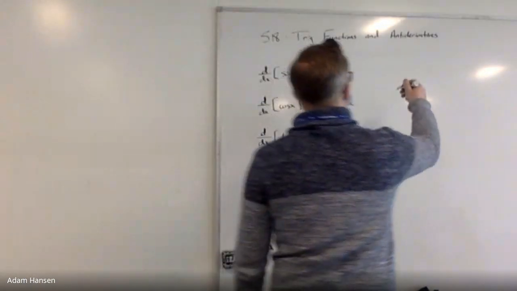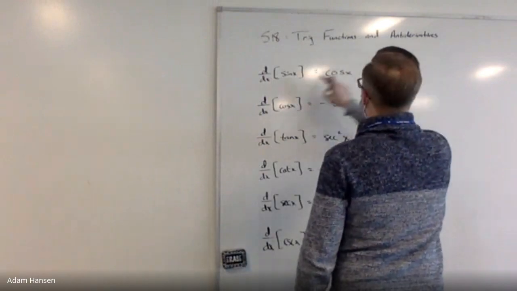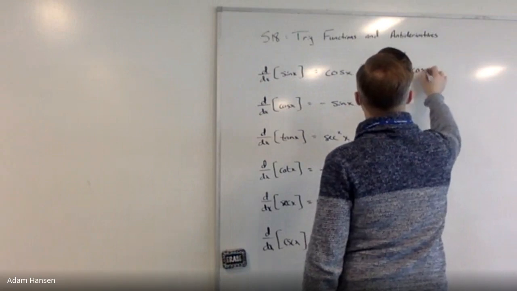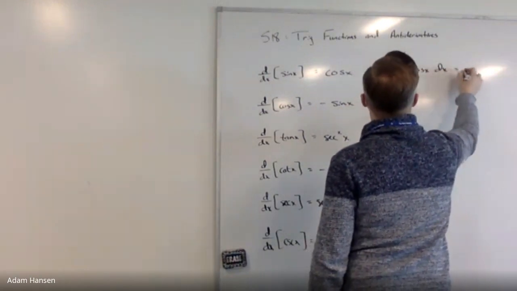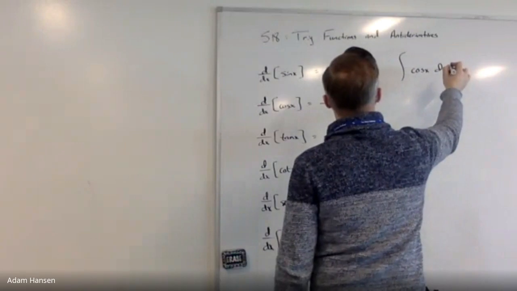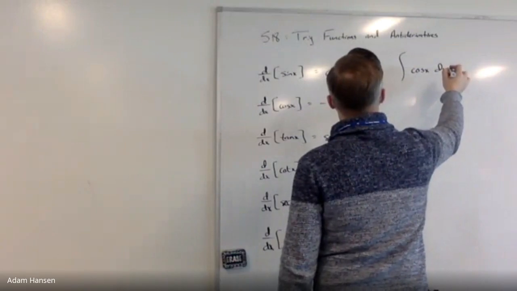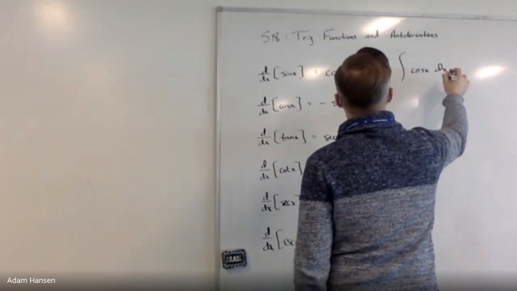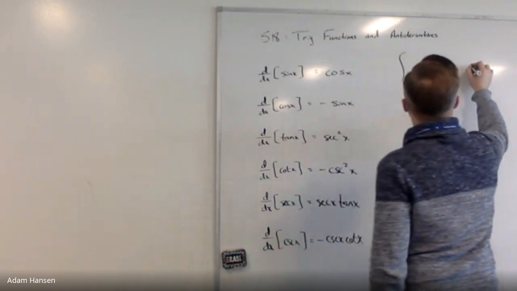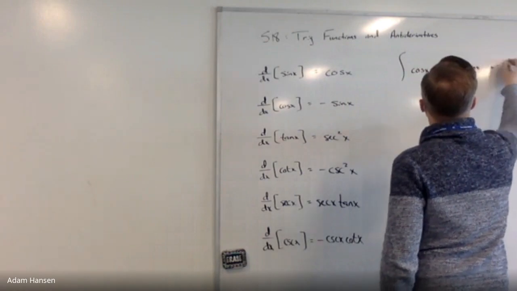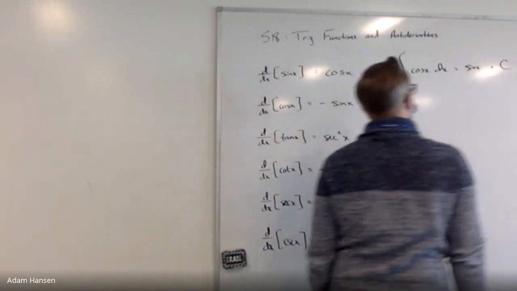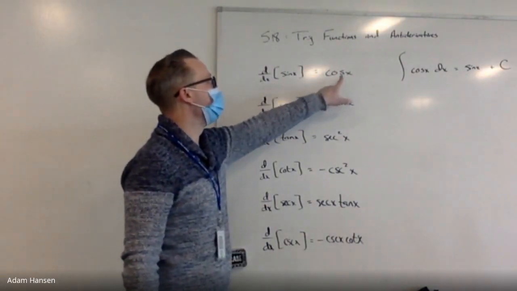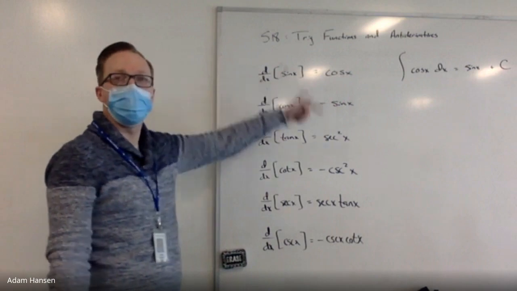All right, so the antiderivative is just the reverse. If the derivative of sine is cosine, what's the indefinite integral or antiderivative of cosine x dx? What function has a derivative of cosine? Sine x plus c. If the derivative of sine is cosine, then the antiderivative of cosine has to be sine. Does that sound right?